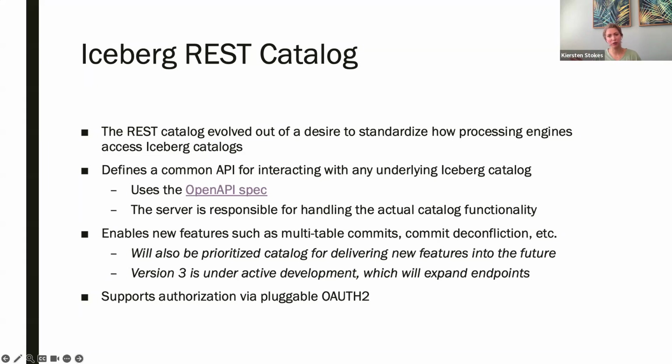A lot of new features are enabled when we add this extra layer of indirection, as is always the case when that happens. So multi-table commits, commit deconfliction so that you have fewer retries, fewer failures. You can do lazy snapshot loading, et cetera, et cetera. And some of these features, for full disclosure, I don't believe are fully baked yet. But nonetheless, the Iceberg community is heavily working on implementing these things, and in fact has publicly stated that as development continues, they're going to prioritize the REST catalog for delivering new features. And in fact, version 3 is already in development, and that's going to add some additional endpoints to help with extensibility and other custom behaviors.